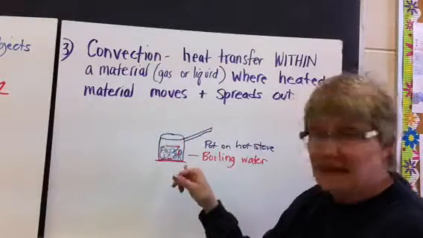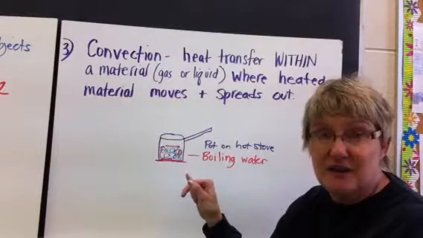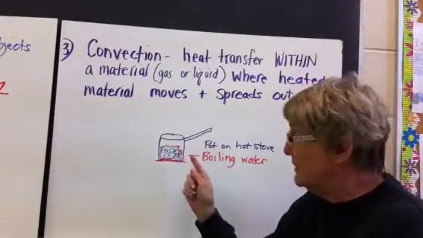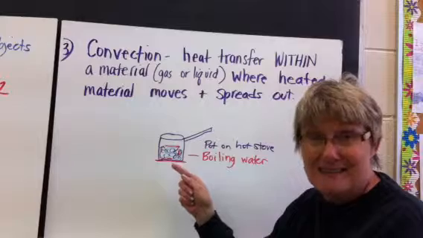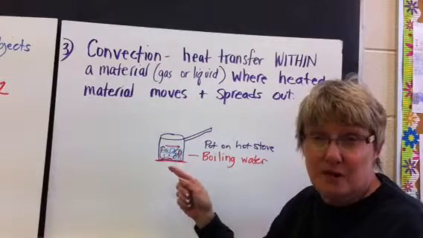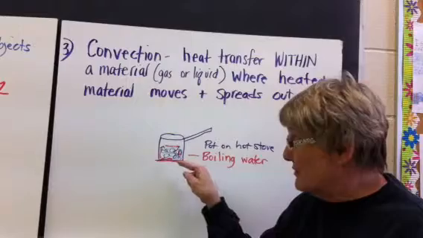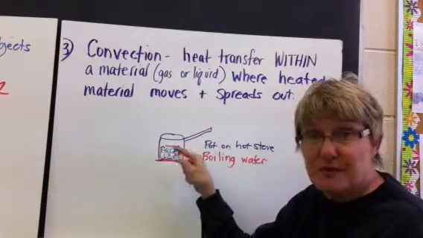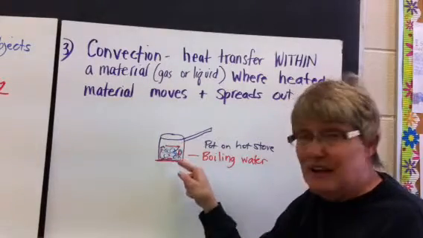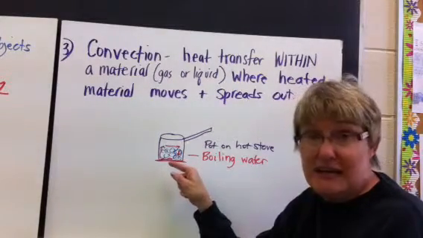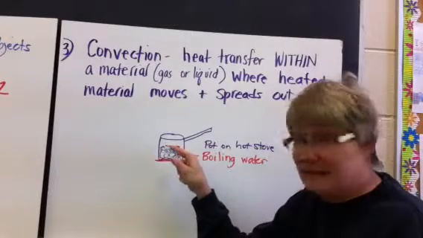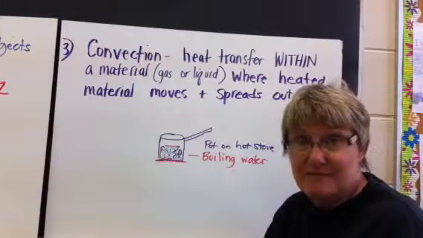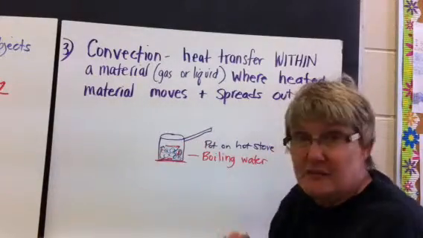An example here, I've got a pot on a hot stove and there's boiling water in the pot. We know that the water on the bottom of the pot is the hottest. And we know that hot water is lighter than cold water. So it's hottest down here, it's going to rise. And the cold water that's on top, furthest away from the heat, it's heavy, so it's going to sink. And then it'll come down here and get heated and get hot and rise. And then it's going to cool and sink. So that is convection. It's a heat transfer within the material.